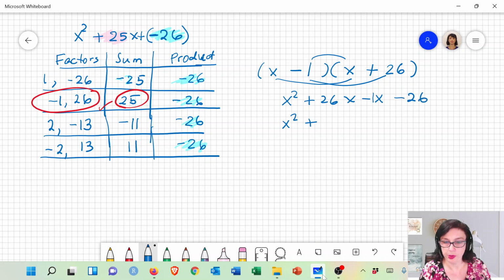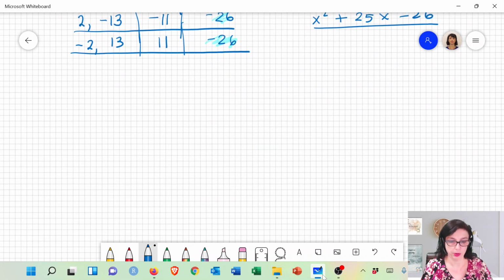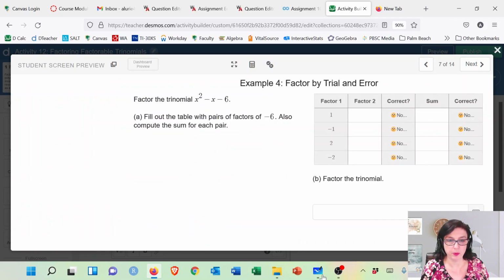And so then you will see that this will be 25x minus 26, which matches this right here. Okay, so that means I am good to go. Okay, we'll look at one more example.